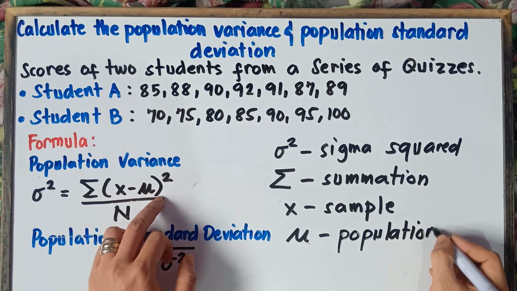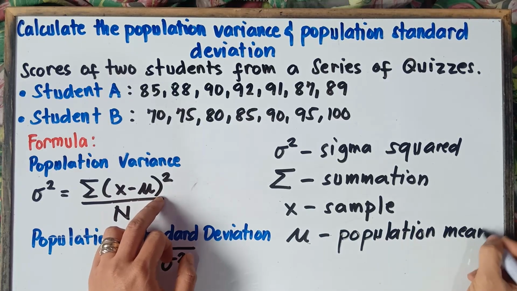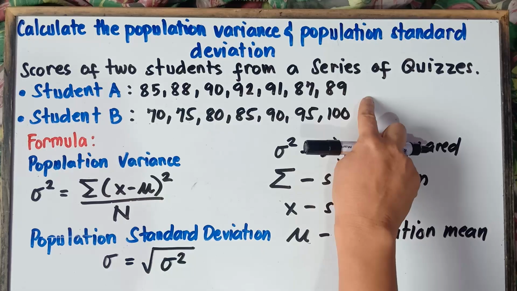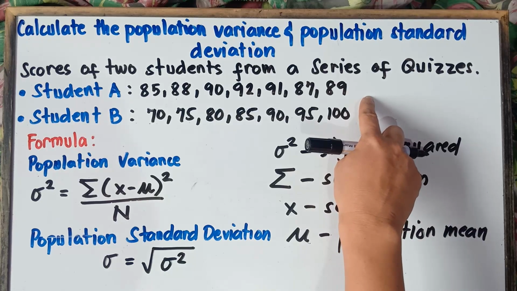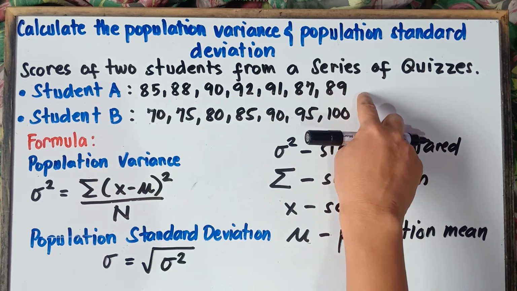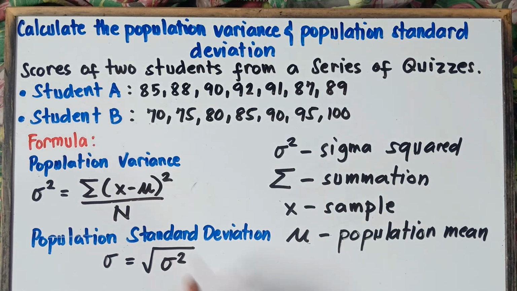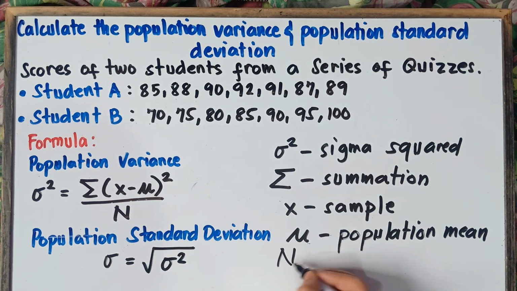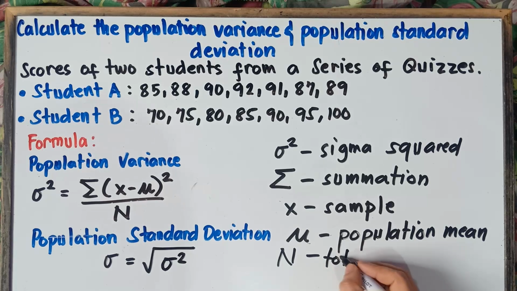So, we call this one, class, the population mean. But they will have the same answer anyway, because to get the population mean, you simply add the samples divided by the total number of samples. Same step with regards to finding the mean. This U is the population mean, and capital N is the total number of samples.